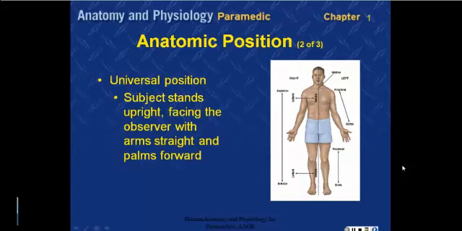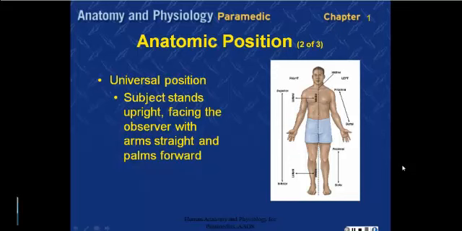The subject stands upright, facing the observer with arms straight and palms forward. Now, we have several terms here. Notice, first off, that right and left always refers to the patient's right and left, which is a mistake, believe it or not, that is probably the most common in the field. I see things misdocumented all the time. IV, left AC, when it's in the right AC, because they're facing the patient when they started the IV. All right, so you always have to describe things from the terms of the patient's perspective with reference right or left.